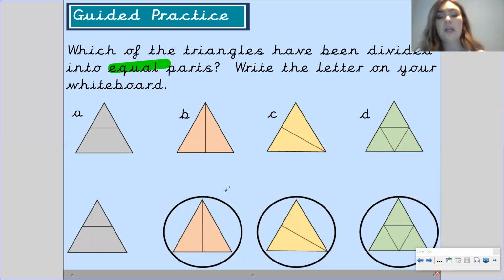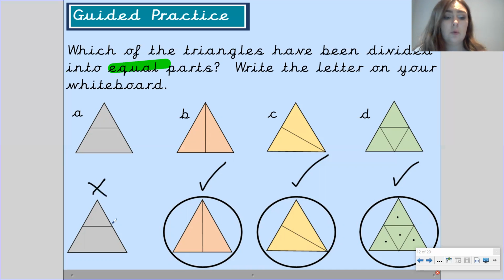Okay, so well done if you put B, C, and D. So B is divided into equal parts because we can see that that line is going straight down the middle and both parts are the same size. Again, with C, we've got a line straight through this part here. So the line is in a different place, but both sides are still equal. They're the same size. Now, D has been split into 4 equal parts, but each part is the same size. So therefore it is equal, even though it's been split up more. A is not equal because you can see that this part here is a lot bigger than this part here.